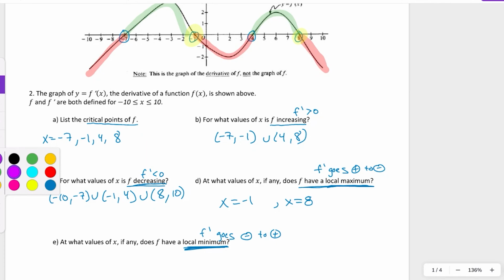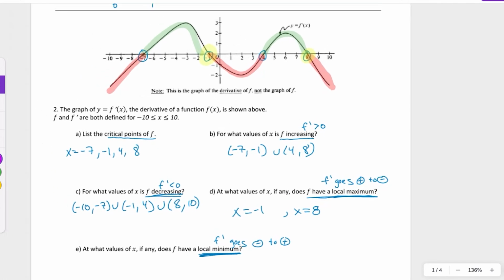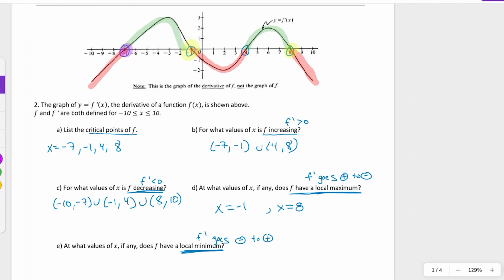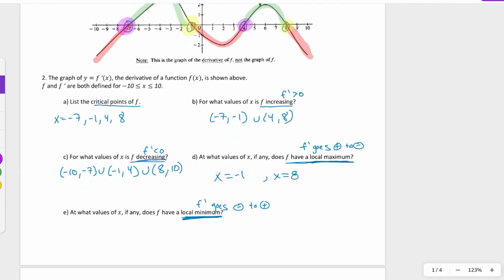So we're looking for places where f prime is starting below the x-axis and moves above the x-axis. And we're going to see that here at -7 and also here at 4, where the graph of f prime goes from being negative to positive. So -7 and 4 will be the two x values.